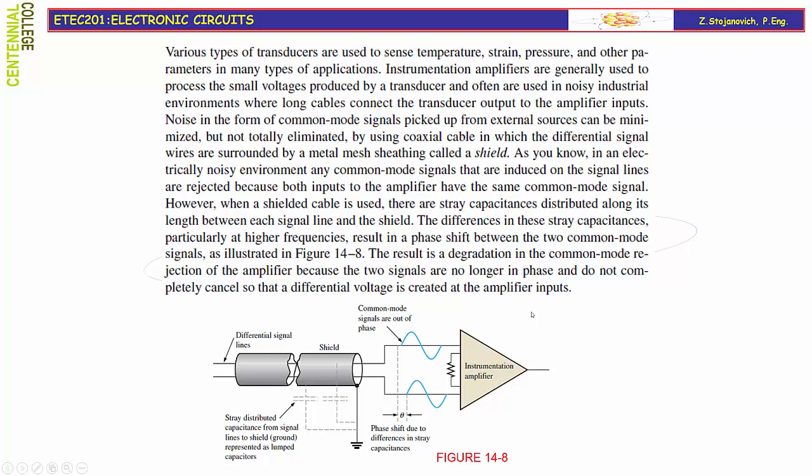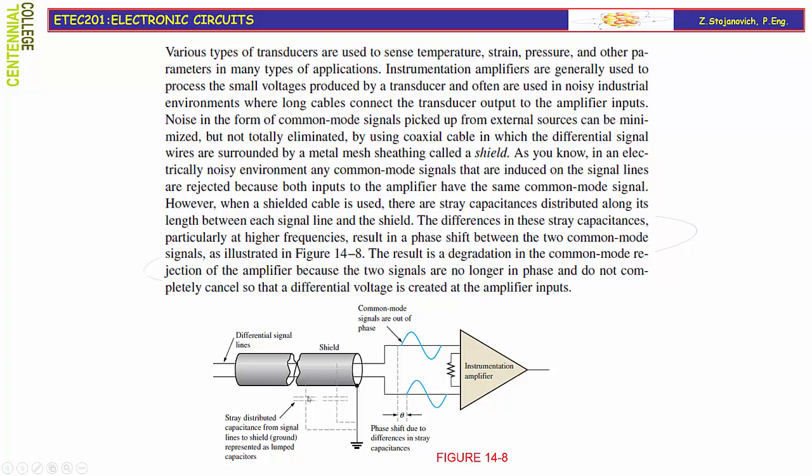However, when a shielded cable is used, there are stray capacitances distributed along its length between each signal line and the shield. The differences in these stray capacitances, particularly at higher frequencies, result in a phase shift between the two common mode signals, as illustrated in figure 14-8. The result is degradation in the common mode rejection of the amplifier because the two signals are no longer in phase and do not completely cancel. Differential voltage is created at the amplifier inputs.